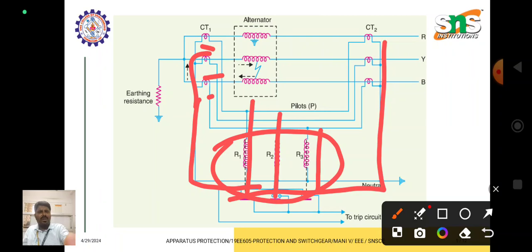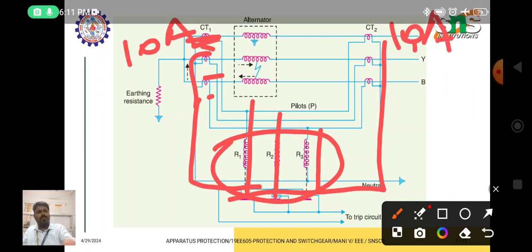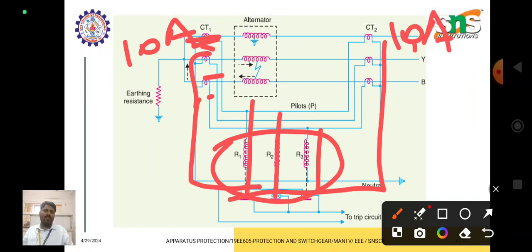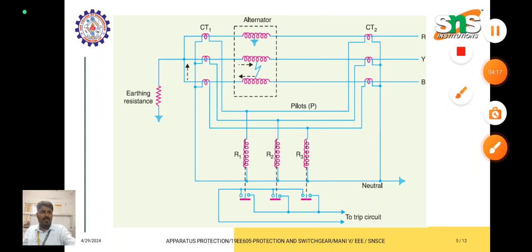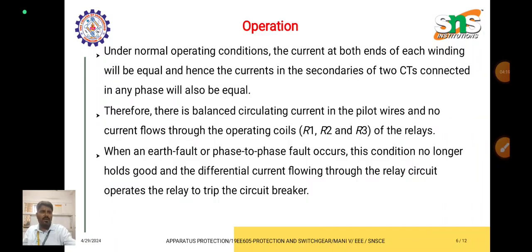At this stage the CT measures 10 amps, and here also it measures 10 amps, so both currents will be measured. If the primary current and secondary current are equal, there is no differential current. If the primary current is 20 amps and the secondary current is 10 amps, the difference is 10 amps, and the differential current will flow through the operating coil. So the operating coil gets energized and trips the circuit breaker. So this is the main operation.